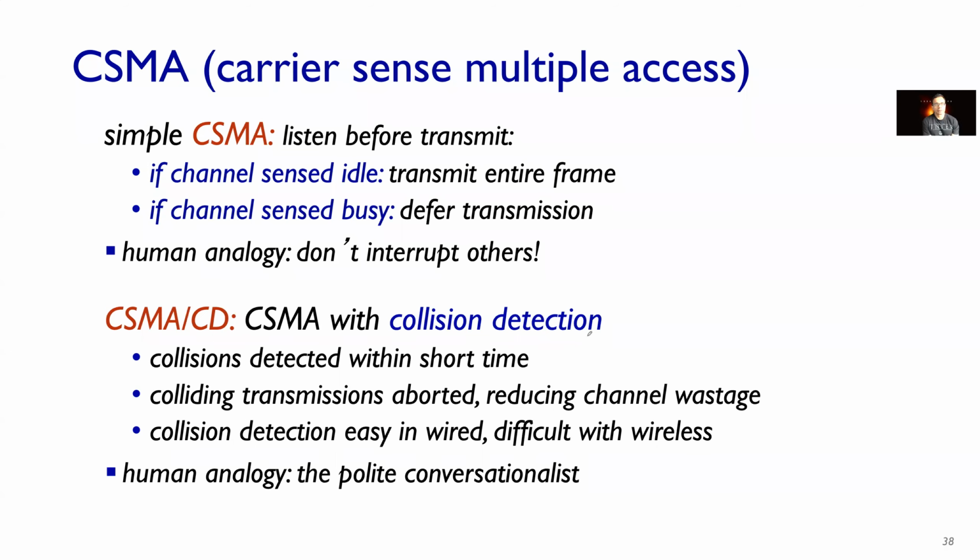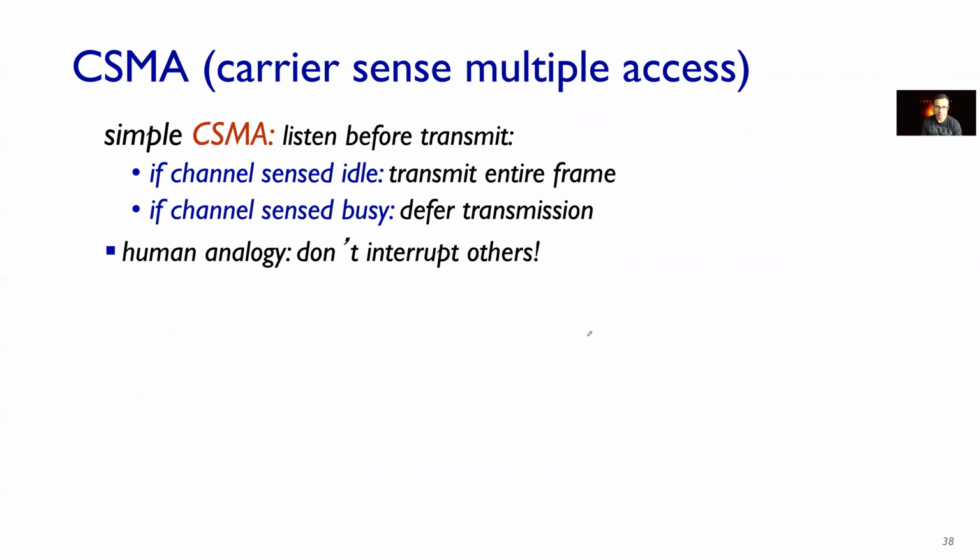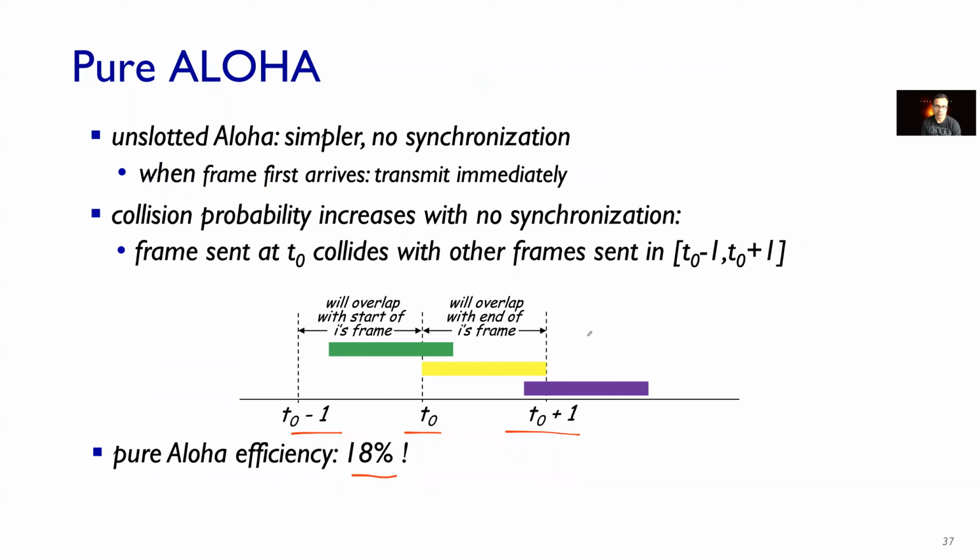Okay. So can we do better, right? So we can certainly do better. And this can go back to a couple of simple thoughts, right? So in this instance, for example, we saw that we said when a node has a frame to send, it transmits immediately, right?